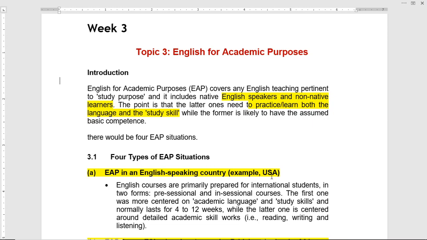So the point is that the latter ones, the non-native ones, need to practice and learn both the language and the study skills. And I would add, they have to learn the language and the content. So let us move forward. There are 4 types of English for academic purposes situations.